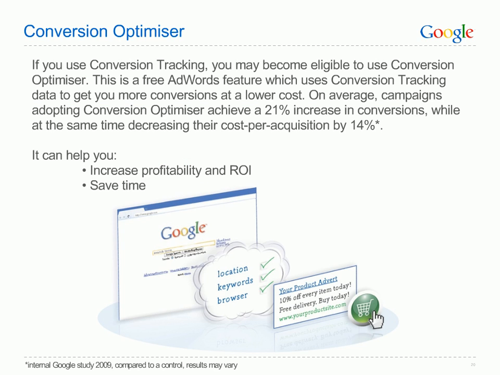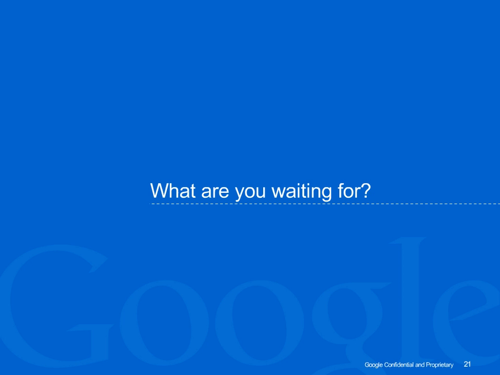If you use conversion tracking, you may become eligible to use Conversion Optimizer. This is a free AdWords feature which uses conversion tracking data to get you more conversions at a lower cost. On average, campaigns adopting Conversion Optimizer achieve a 21% increase in conversions, while at the same time decreasing their cost per acquisition by 14%. It can help you both increase profitability and return on investment and help save you time. So what are you waiting for?